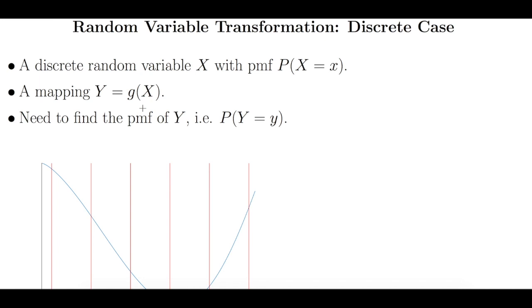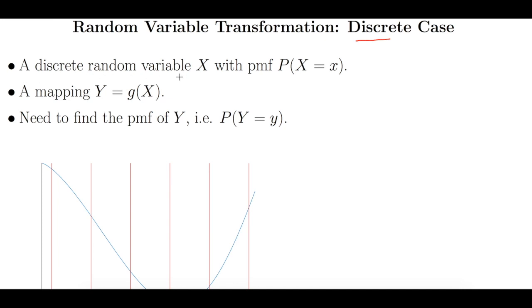Hello, so in this video we will talk about transformation of random variables, and specifically we will talk about the discrete case in which we have a random variable with a PMF or a probability mass function, and we want to transform it to another random variable. So let's say what we are given.